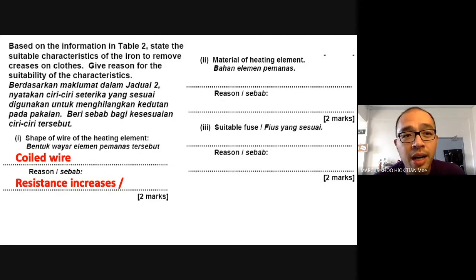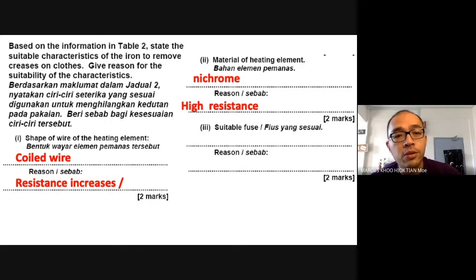You see, after a while the question is just the same thing. That's why electricity is easy but also difficult. Oh, I already gave the answer. But okay, never mind. Nichrome. Again, the same thing. Why nichrome? Because it has high resistance. So boring already. Why do you ask us this so many times? Okay, suitable fuse. Suitable fuse, please, Rania.